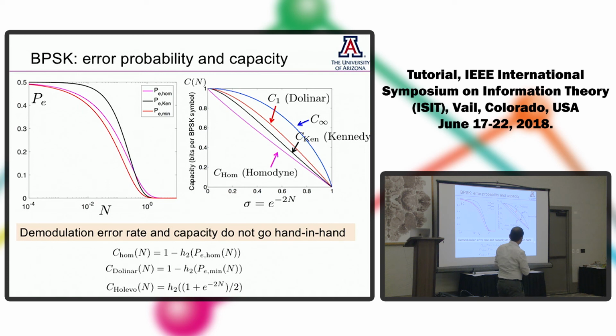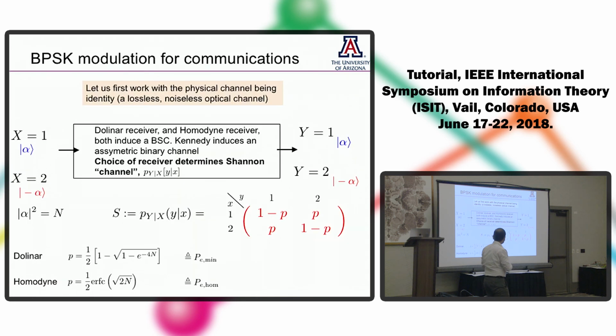So one thing that should jump out of these two comparisons is that demodulation error and capacity don't go hand in hand. If you try to minimize your error probability of discriminating between the states, that is not necessarily the same one that will maximize capacity, because there is a prior probability, and the way the whole channel statistics plays into the capacity calculation can be more complex.